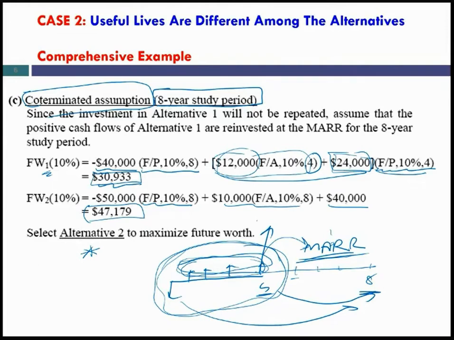Remember, if the repeatability assumption was valid with the 8 years of study period, we selected the first alternative. But if it is not valid, if we need to use the coterminated assumption, then we use alternative 2. So which of these assumptions, repeatability or coterminated, is valid should be identified carefully to make the correct and best decision. So this is the end of this example.